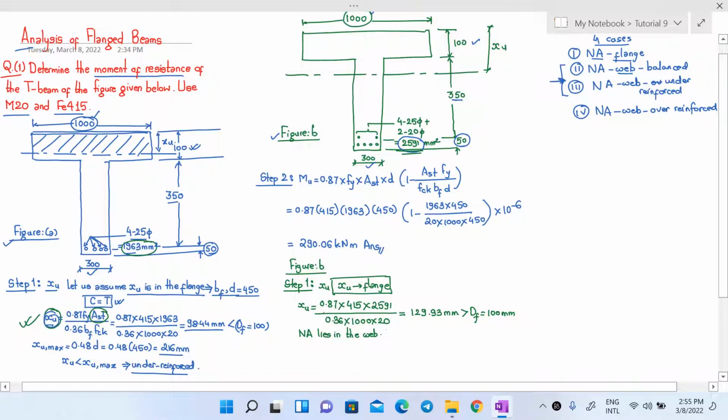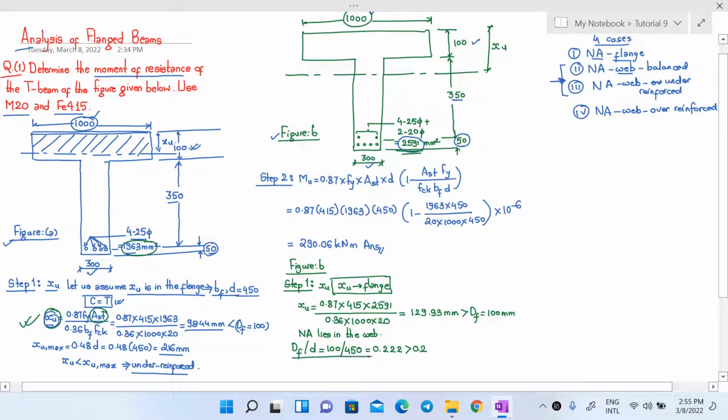Since the neutral axis lies in the web, now we have to find this ratio here. If you remember, we have to determine the Df by D ratio. The value of Df is 100 and the value of D is 450. So this means it is 0.222, and this value is greater than 0.2.